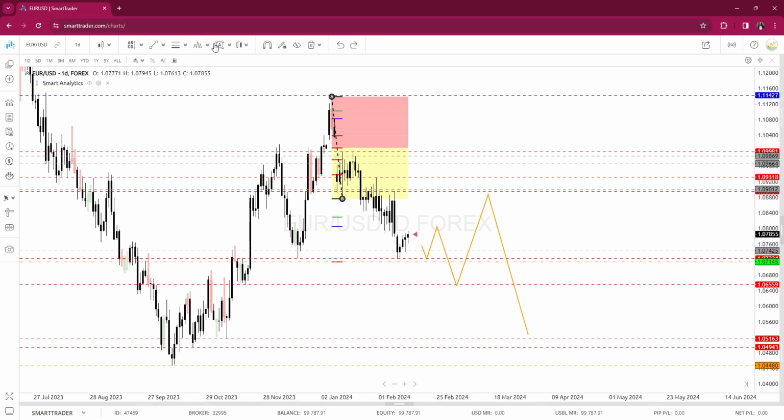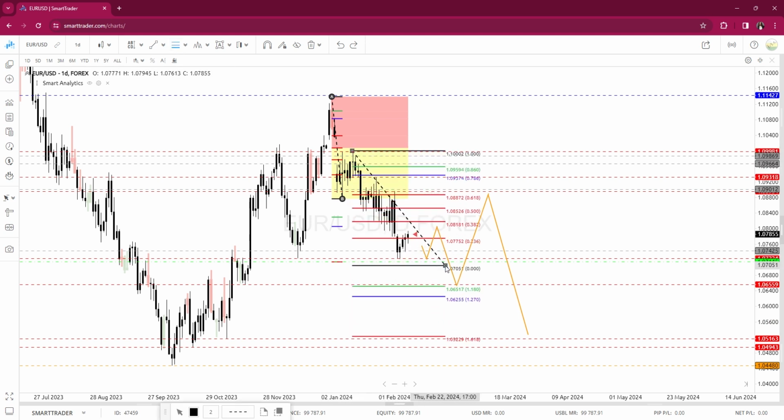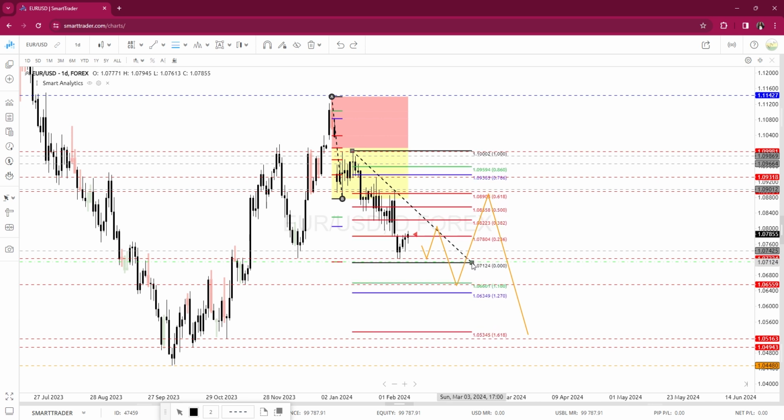Now I'm going to take my fib. I'm going to draw this out. Now, this is more of me speculating, right? This is more of me speculating, but based on structure, I can see the potential of this. And so what I would do if I was playing this, I would wait for a potential buy setup. That's what I would do.